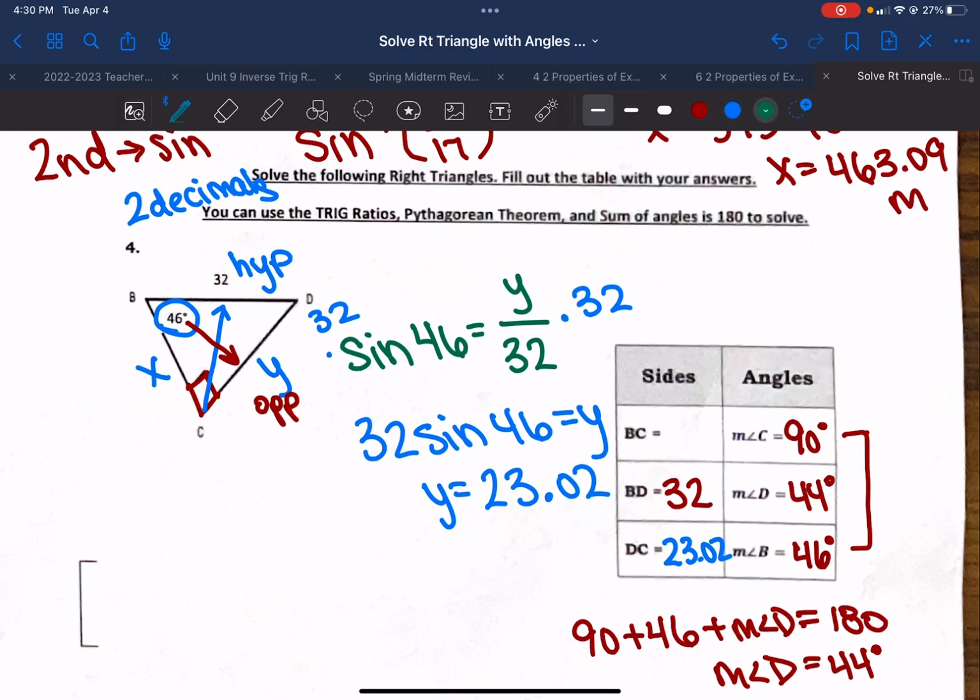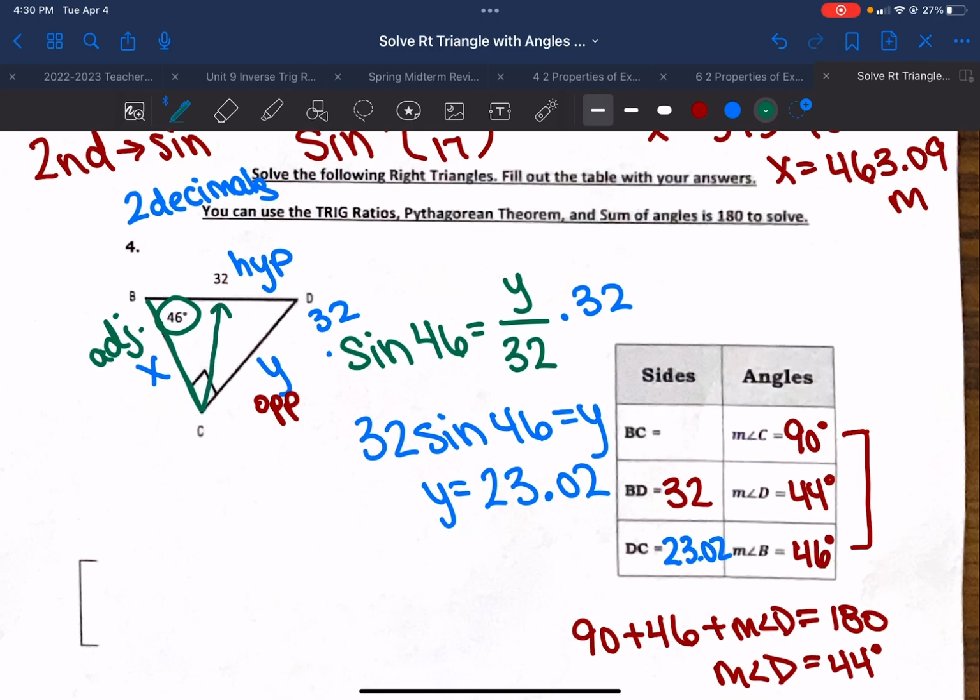I'm going to use another trig ratio to find x. I'm still going to use 46 degrees as my theta, but now I am looking at this side as the thing that I want. That is adjacent to my angle, and I still have my hypotenuse of 32. So this time around I'm going to use a cosine ratio. Cosine is adjacent over hypotenuse. So the cosine of 46 degrees is equal to my adjacent x over my hypotenuse 32.